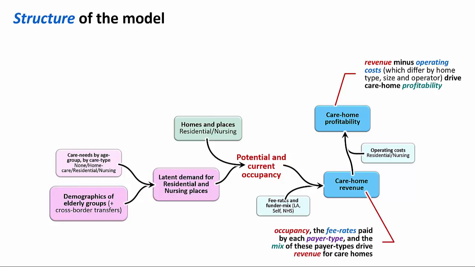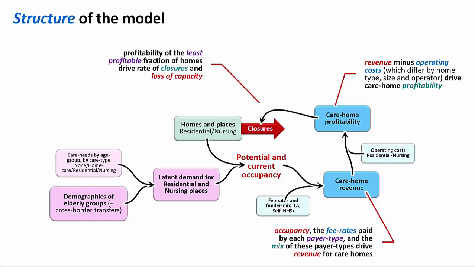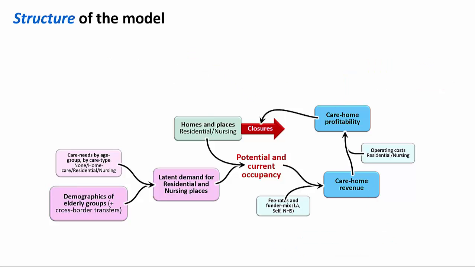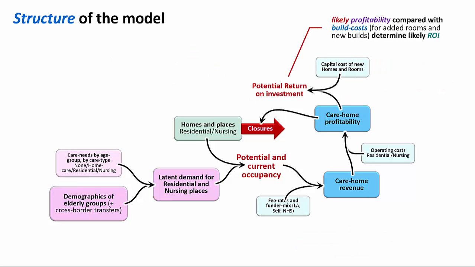That gives you the current profitability of care homes in that category. If that profitability is too low, there's a risk that the least profitable homes will not be able to keep operating, and those homes will close, reducing the capacity that's available and raising the occupancy for those homes that remain. On the other hand, if the profitability is high enough compared with the cost of building new homes or even adding additional rooms to homes that already exist, then that gives you an estimate of what the potential return on investment would be for adding capacity.